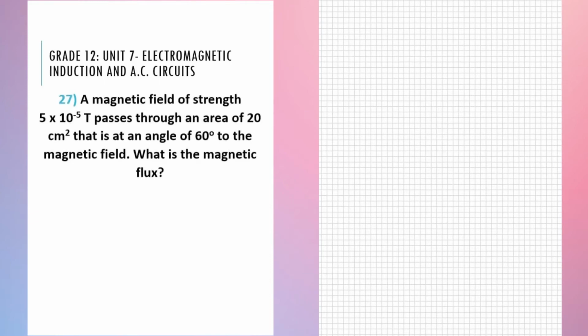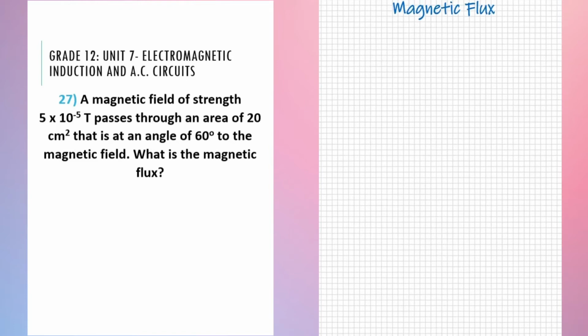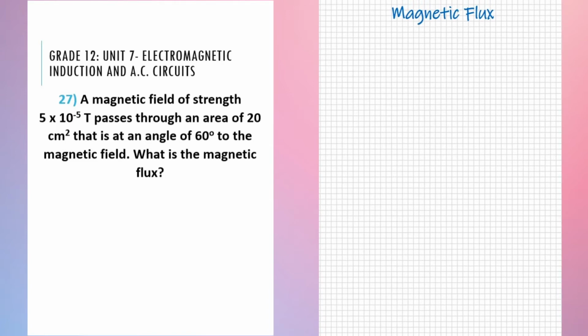Question number 27. A magnetic field of strength 5 times 10 to the power of minus 5 Tesla passes through an area of 20 centimeters squared that is at an angle of 60 degrees to the magnetic field. What is the magnetic flux? So this question has to do with magnetic flux. Magnetic flux, represented by the Greek symbol phi, is simply explained as the measure of the effect of a magnetic field on a certain area.